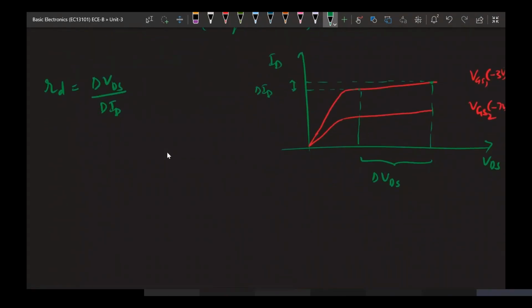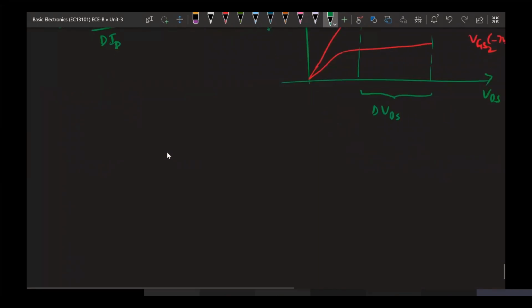If the graph is given, or the value is given at constant VGS, we plot this change in ID and then change in VDS. From there we can get the value of drain resistance. The next parameter is transconductance.